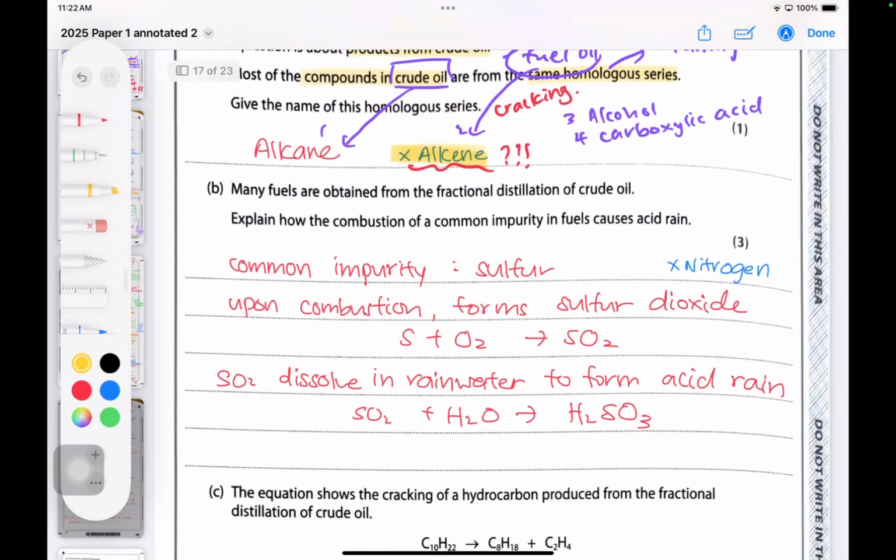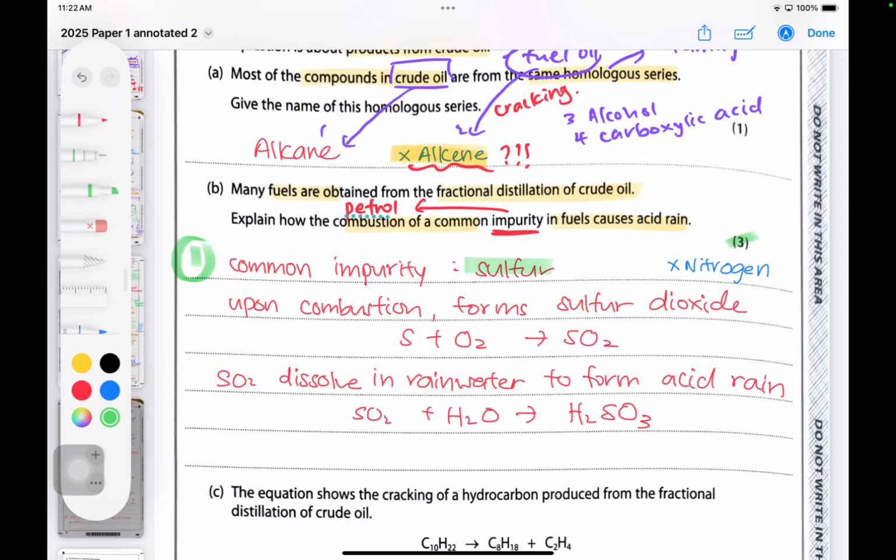Now we're going to move on to B. We're talking about fuels obtained from fractional distillation of crude oil. Explain how the combustion of common impurities... So this is when the first keyword comes in. You need to identify the impurity, and this impurity can cause acid rain. When it comes to combustion, we look into the most common fuel, which is in the highest demand: petrol. What is in petrol as an impurity is actually sulfur. So identifying the common impurity as sulfur will get you the first mark.